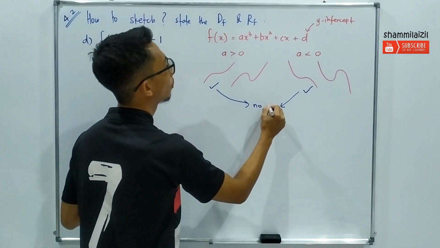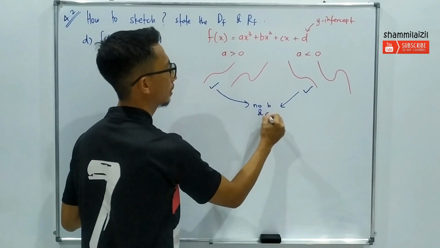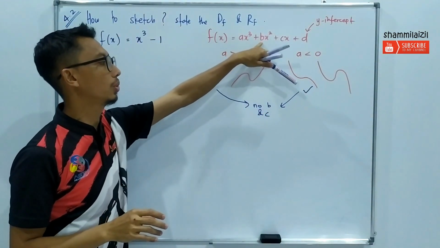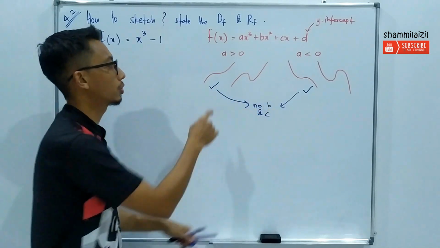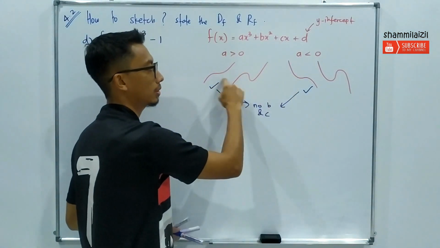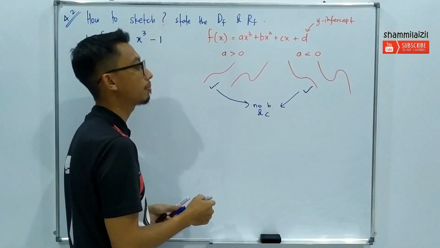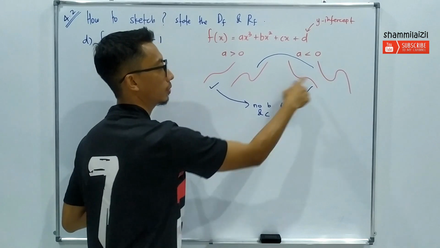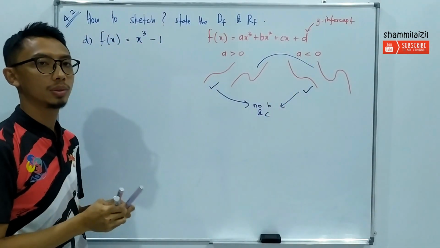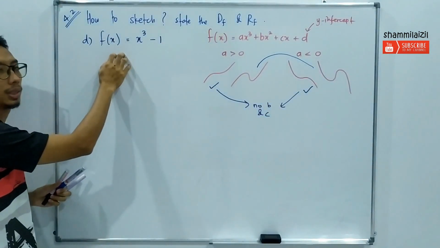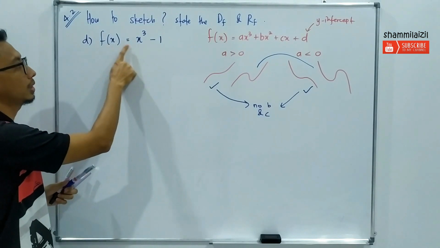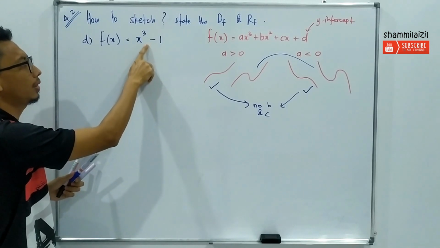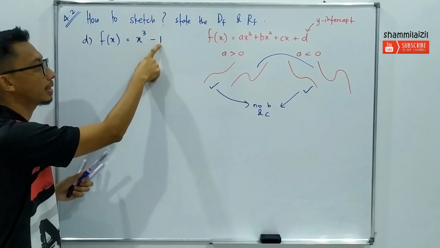Alright, so these two happen when there is no b and c. Take a look at the equation given to you. If there is no b and c, these two will be the basic shape. If there is b and c, it's going to be these two, either this one or this one. So take a look at the equation given to you. The function given to you is x cubed minus 1. So that means there is no b and c, leaving you with just a and d.